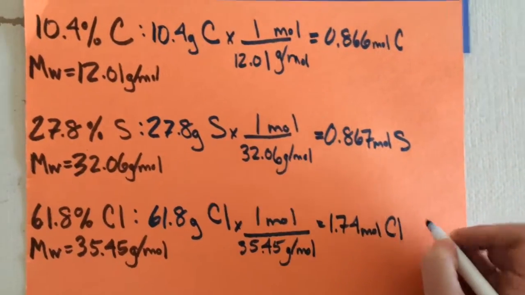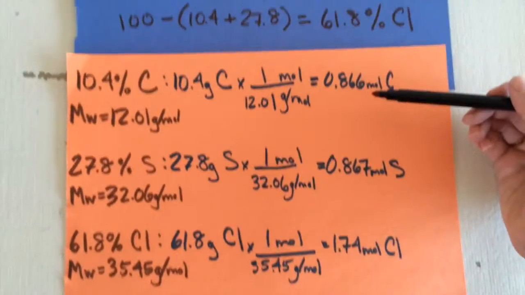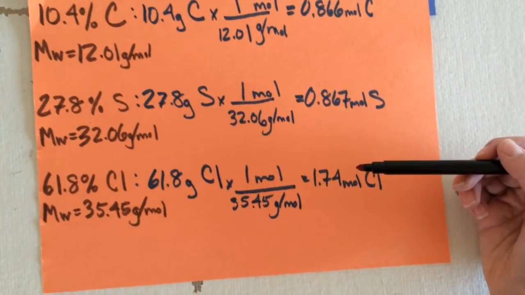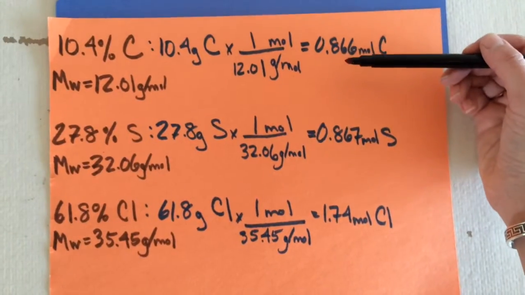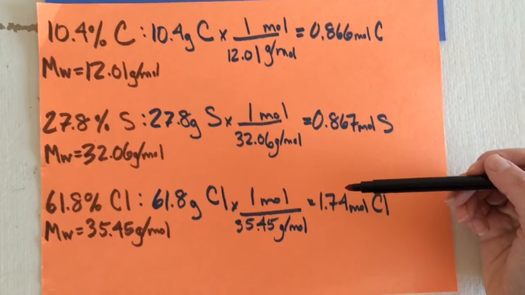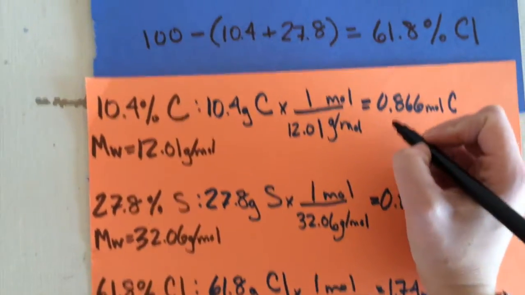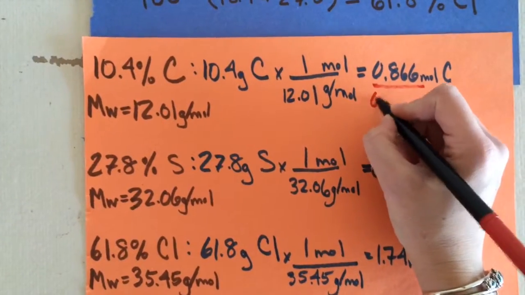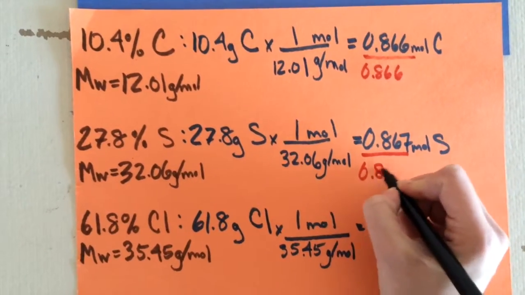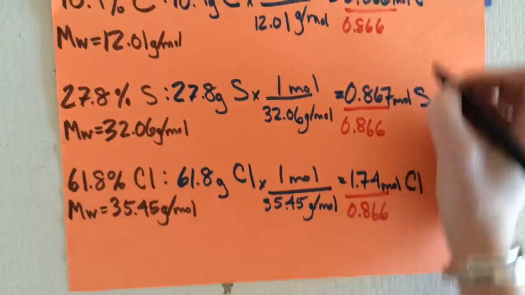And there are shortcuts you can take, so you don't have to go through writing out all this math, but I'm just doing it so that it's very clear. The next step in solving for the empirical formula is to find the lowest common denominator. Here in our case, it would be 0.866 moles of carbon, and we divide each one by 0.866 moles of carbon in order to find the empirical formula. So we're going to do that for carbon, 0.866, for sulfur, 0.866, for chlorine, 0.866.